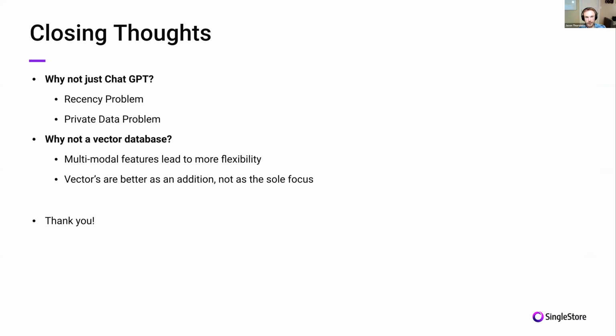And this slide, I guess I already sort of talked to. ChatGPT can't get the most recent data and private data. One more thing to mention: why not just use a vector database to do these vectors? And I think we saw that as well. It was really the combination of the vector storage with the JSON query capabilities that made this a powerful demo.